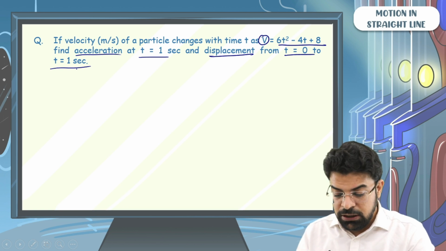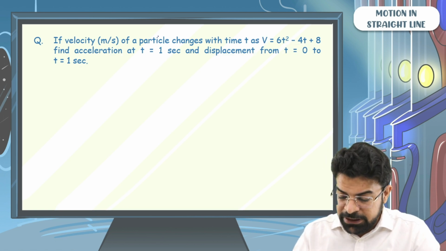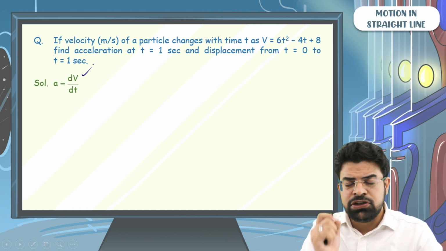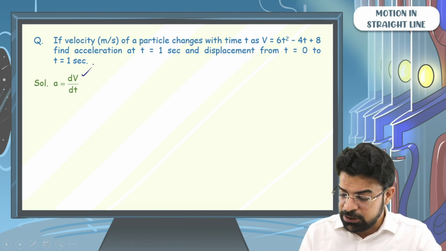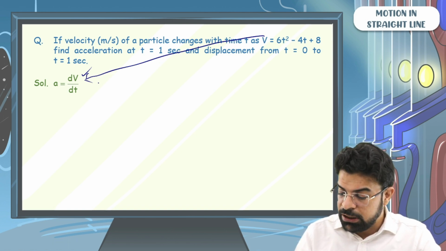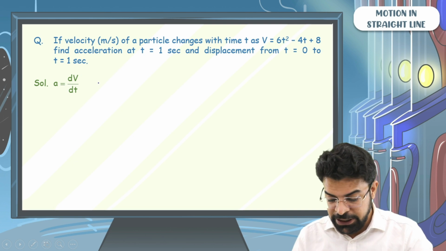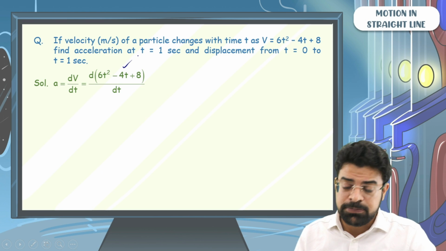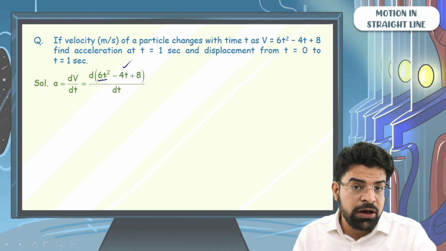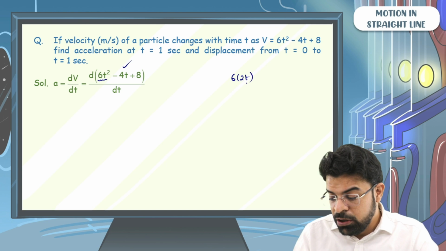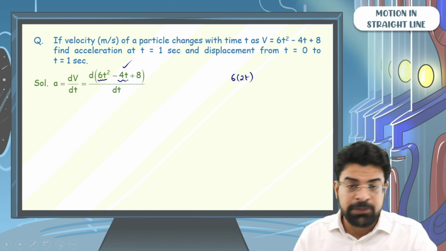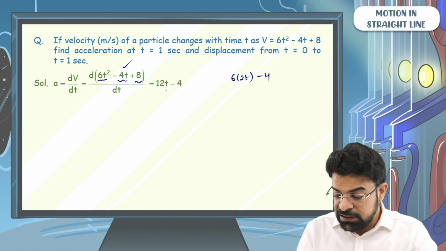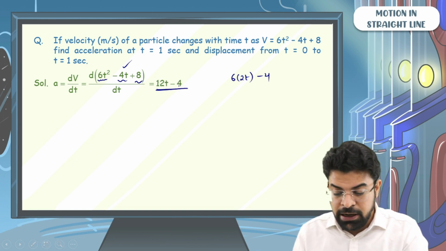So first of all, let's find out acceleration. From the basic definition, we know that acceleration equals dv by dt. If you need to find acceleration, you just need to find the rate of change of velocity with respect to time. So in place of velocity, substitute 6t square minus 4t plus 8. When you substitute this, you get differentiation of 6t square minus 4t plus 8 with respect to time. The differentiation of 6t square is 6 into 2t. The differentiation of minus 4t is minus 4 and the differentiation of 8 becomes 0. So here you can write this to be equal to 12t minus 4.